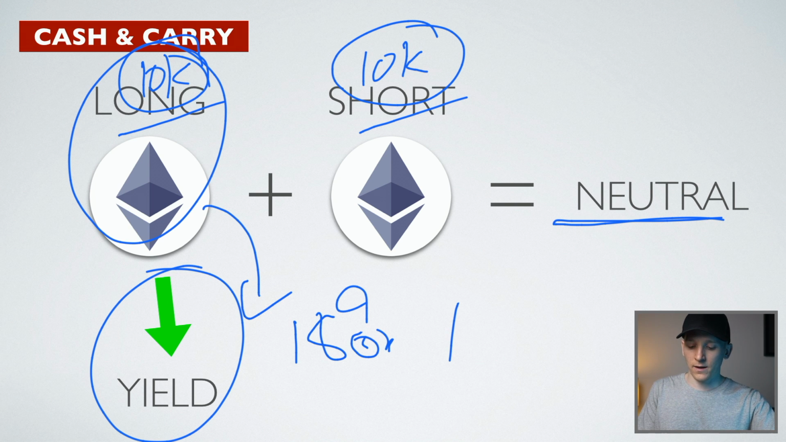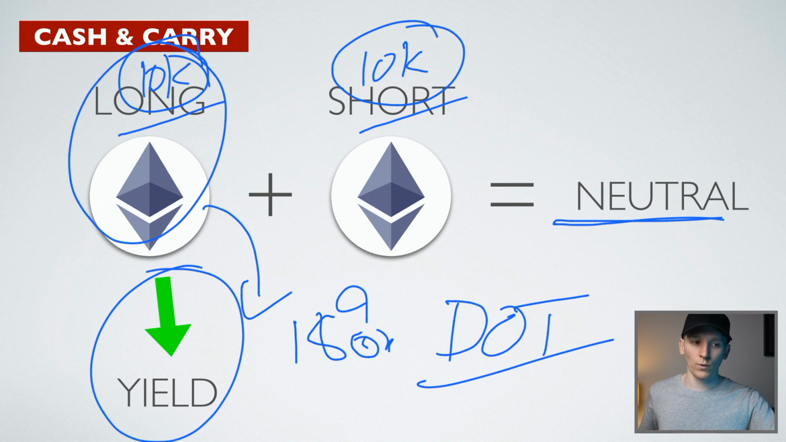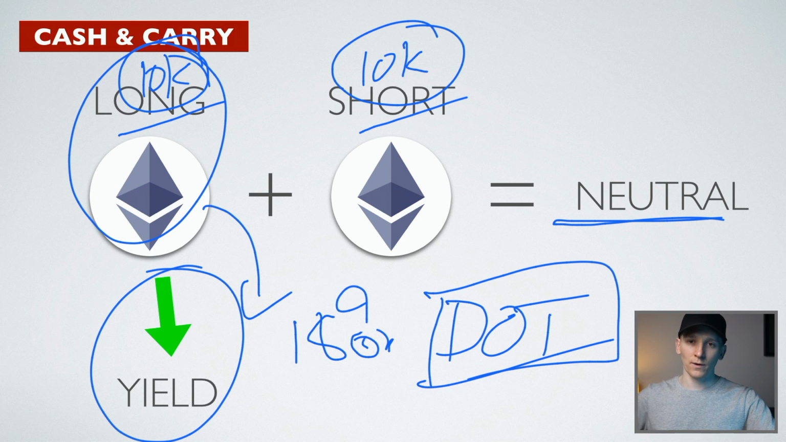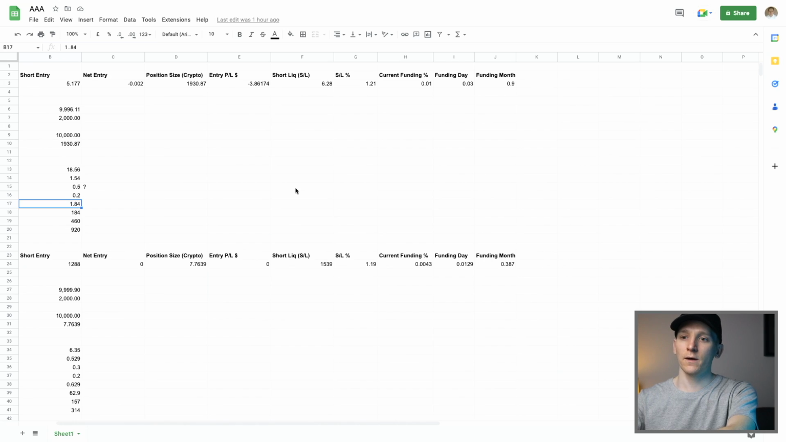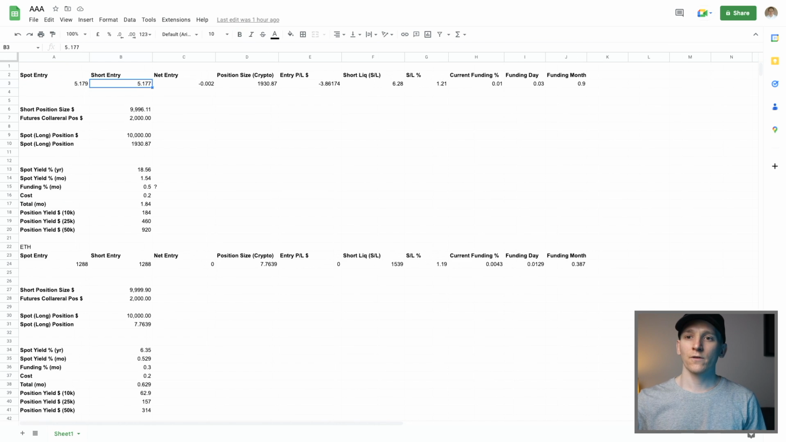Now you get that staking yield in DOT, and so we definitely want to be selling that as much as we can, and this price can be volatile as well. That may reduce the income you're getting from that. Let's have a look as to how that trade would actually work right here. So as you can see, you have the short entry and the net entry. So this was worked out a little bit of a while ago.